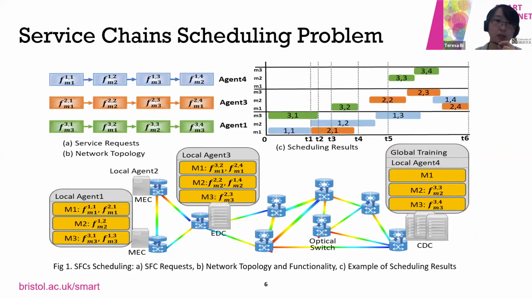This figure shows an example of the service function chain scheduling. Here we can see all of the service chain requests. Each of the network functions, M1, M2, M3, and so on, means a different type of virtual network function. And these virtual network functions will be placed at each computing node. And this subfigure shows an example of the scheduling results.